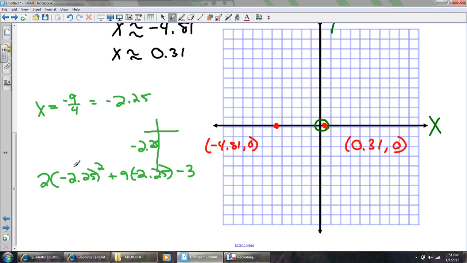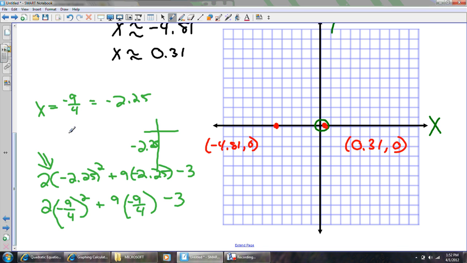This is a situation where fractions might suit me better. I'm going to do 2 times negative 9/4 squared plus 9 times negative 9/4 minus 3. And they're not going to come out as pretty as I thought I saw, so that's okay. I'll just go to the calculator with this one right here.